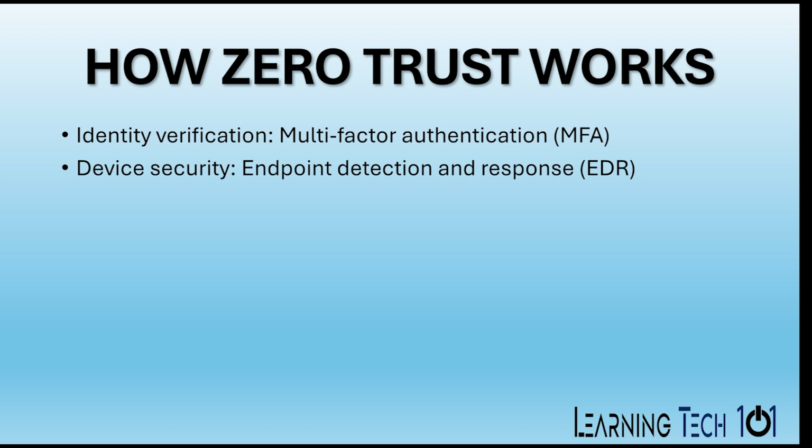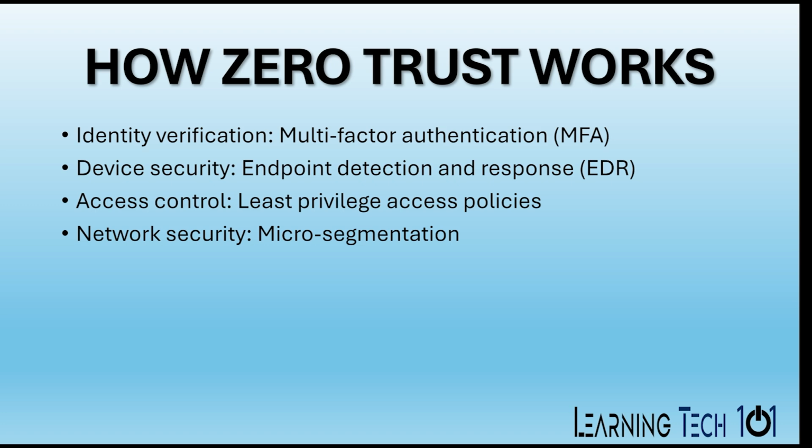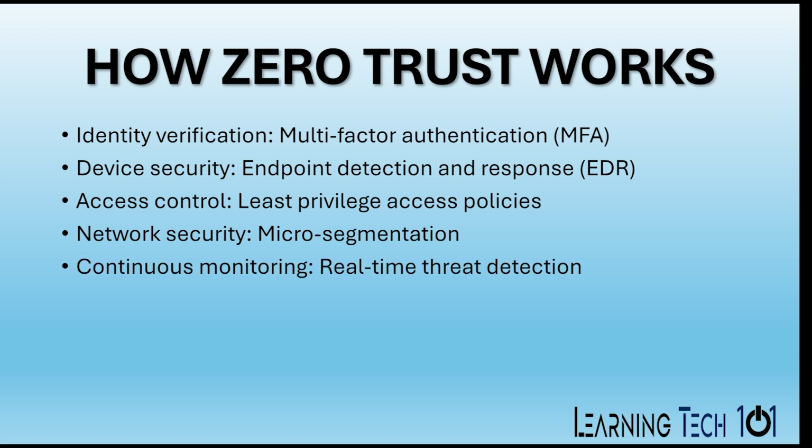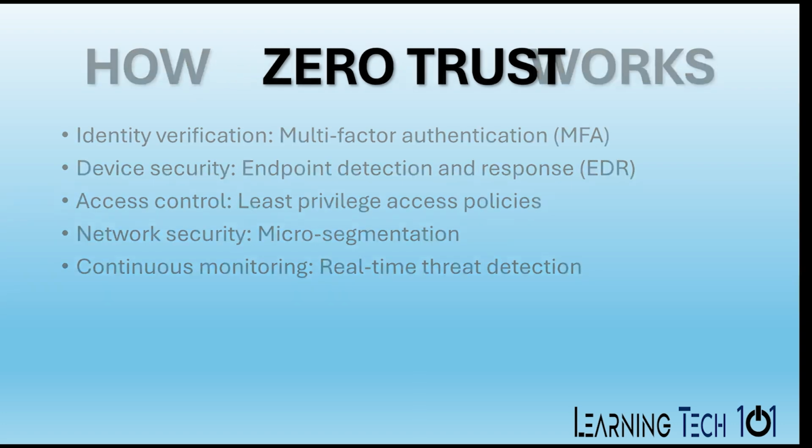Next, there is endpoint security. Deploying endpoint detection and response solutions protect devices from malware and other threats. Then there are least privileged access policies that are used for access control, restricting user permissions based on roles and responsibilities. You can implement software-defined perimeters and micro-segmentation to limit the network attack surface. Real-time threat detection is a must for continuous monitoring. AI and machine learning can be used to detect and mitigate threats in real time.